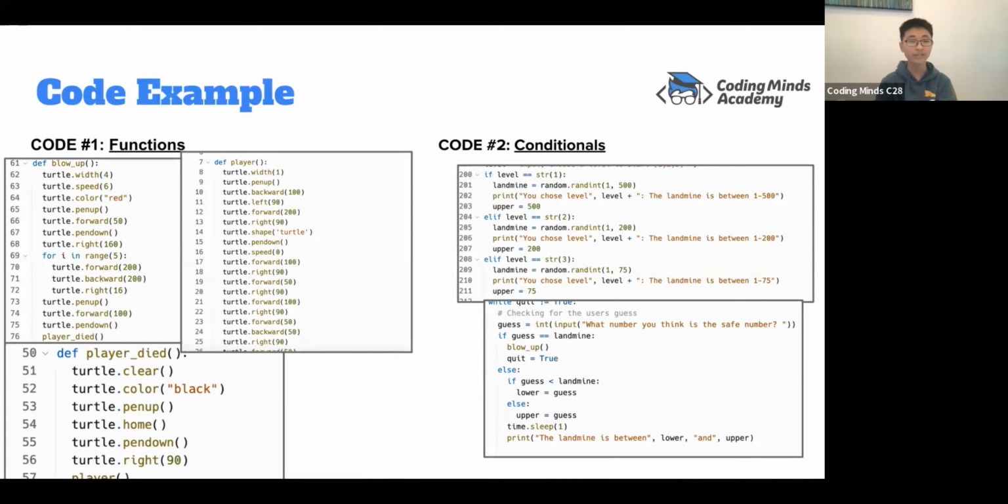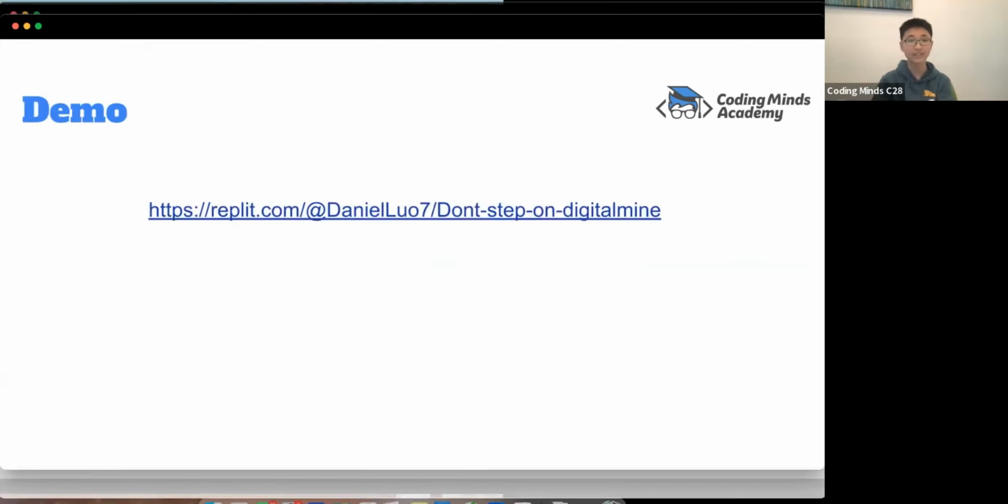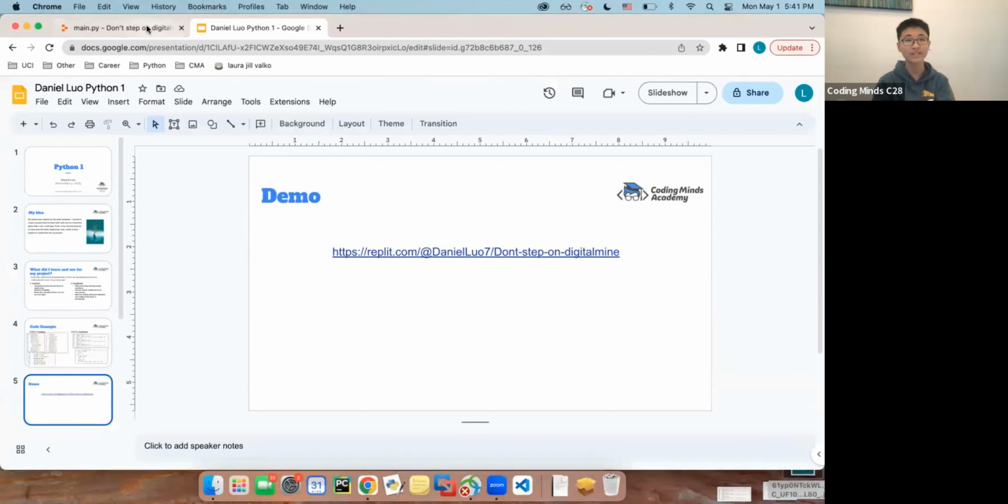As you see, we can see the blow up with the define function, player with the define function, player dead with the define function, and the for loops and the if statements with my conditional statements. And that's the demo of my project.